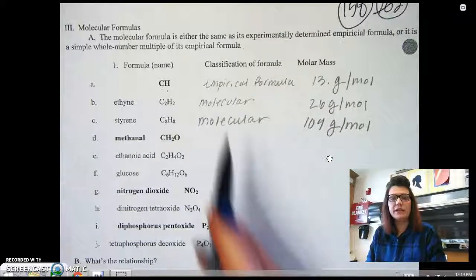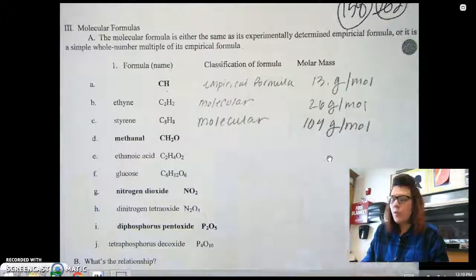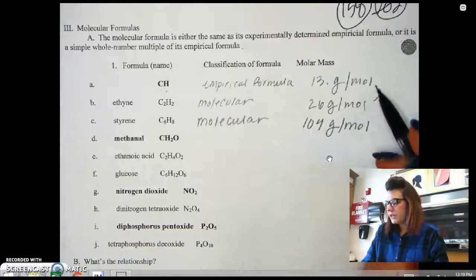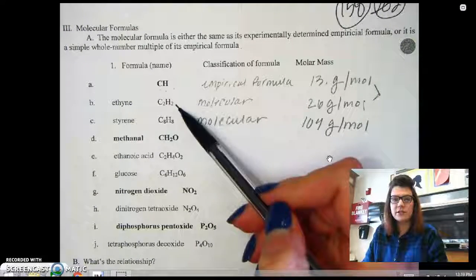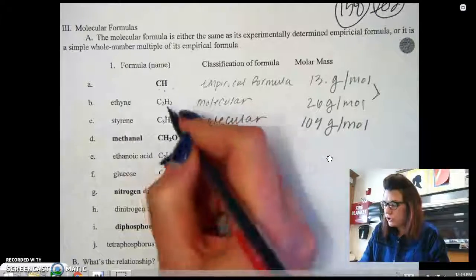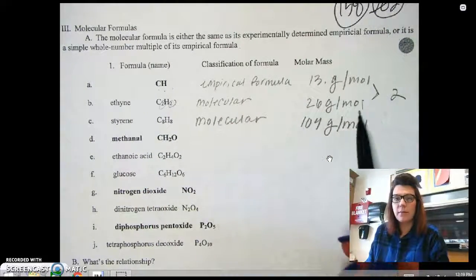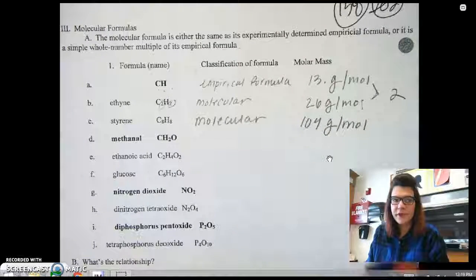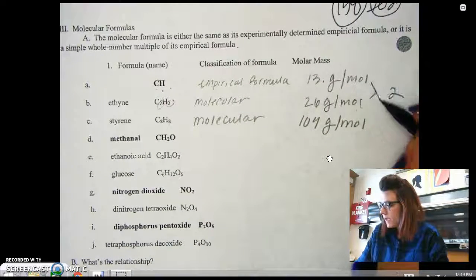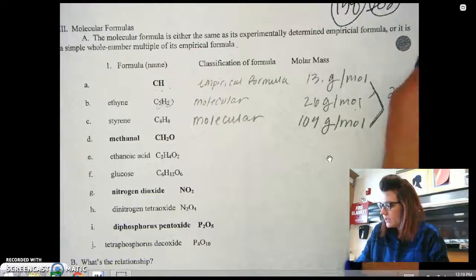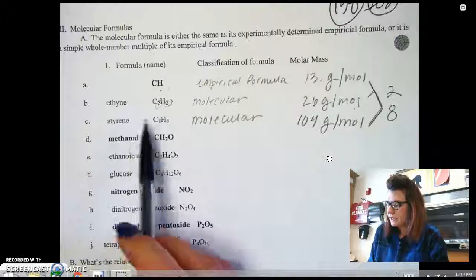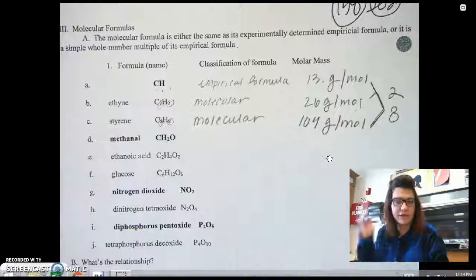Okay, now let's look at this for a second. What is the small whole number ratio that gets me from CH to C2H2? Well, it's 2, right? Because both of these are 2. And look at that. This mass is double to 26, okay? Same thing here. This mass to this mass is times 8, right? Which makes sense because there's 8 of both of these.